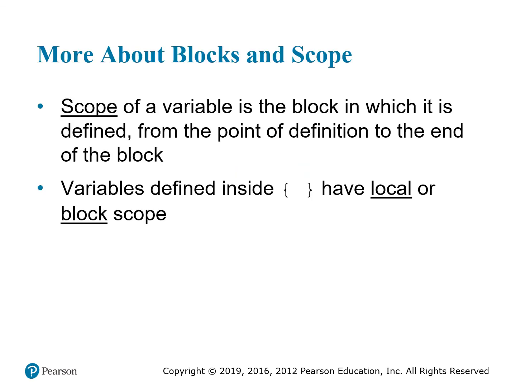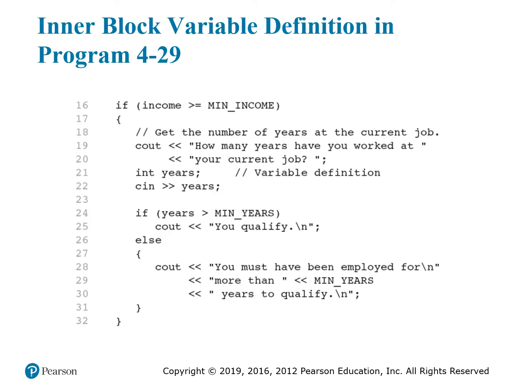We want to talk really quickly about blocks and scope because we've introduced this curly bracket block syntax. Okay, a variable defined inside curly brackets has what's called local or block scope. So in this case, we have one set of curly brackets here, and I define a new variable, int years, in here. So that int years is valid until the end of this set of curly brackets, and then it goes away. It disappears. It's out of scope.